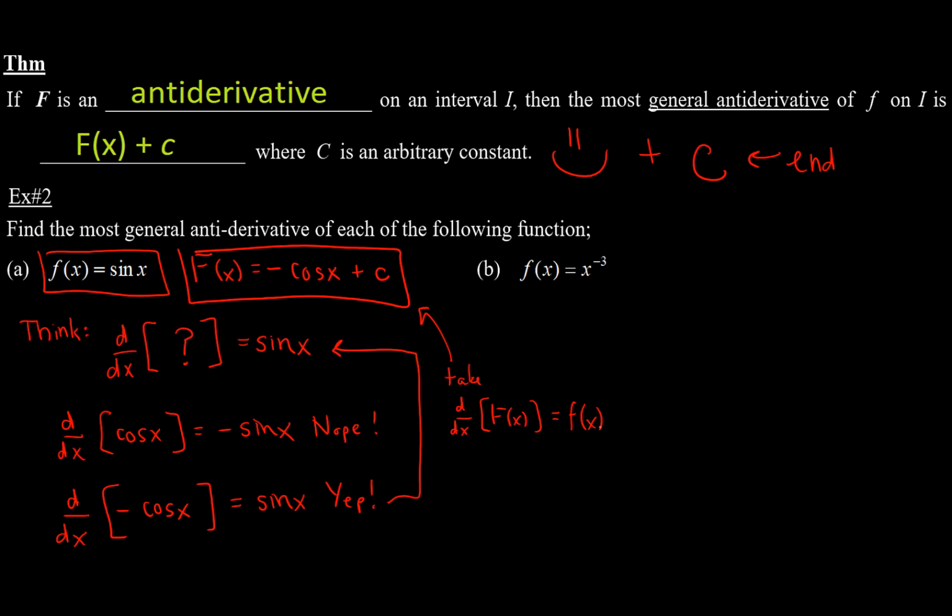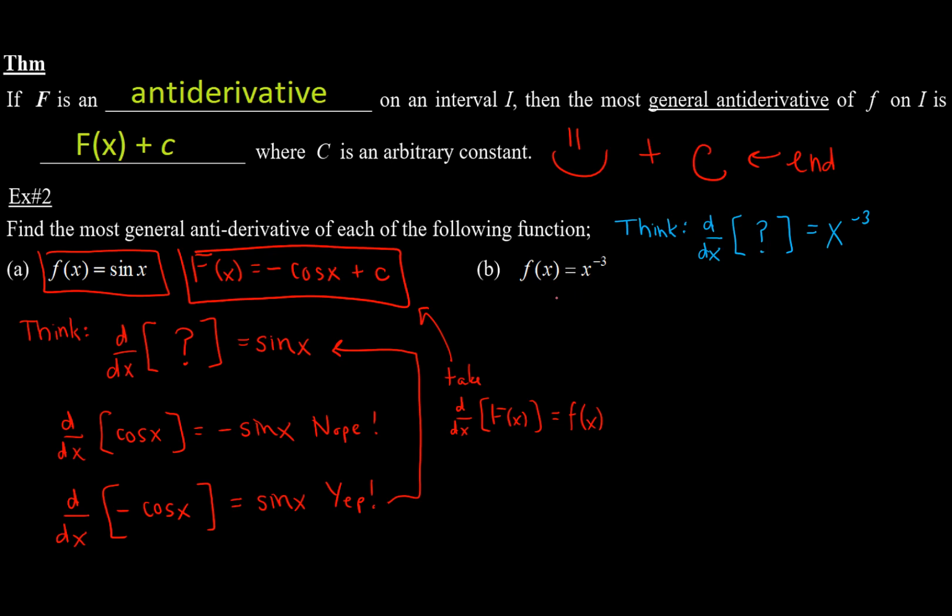Let's look at the next one. So here I've got f of x equals x to the negative 3. So let me change colors very quickly. There's a couple things I want you to think about. So again, you're saying the derivative of what with respect to x gives me x to the negative 3.